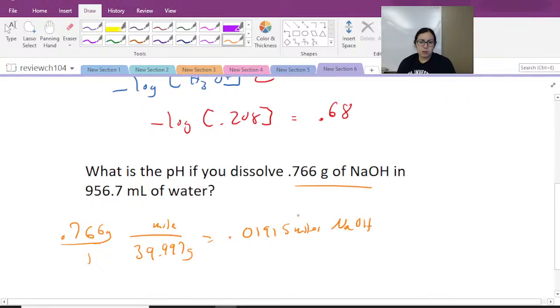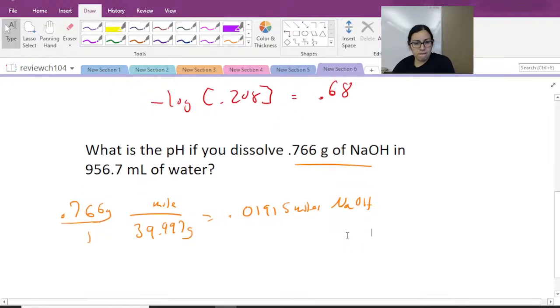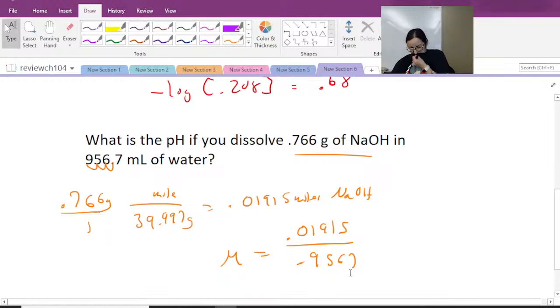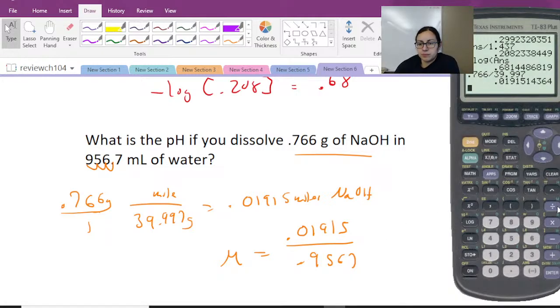And what do we do with our moles now? Put it over liters, so you converted the milliliters to liters. Excellent. So now we have 0.9 liters. So then you just went ahead and divided to get molarity. So 0.01915 divided by 0.9. So then I got a 0.02 molarity.